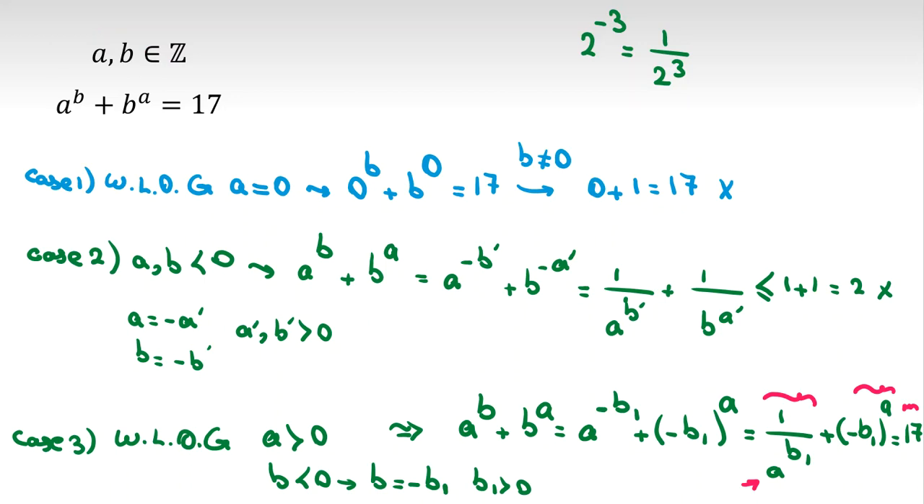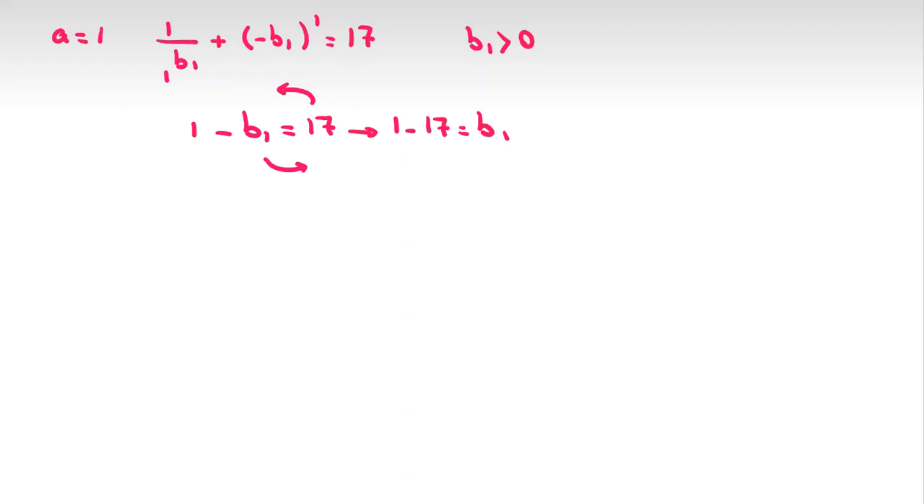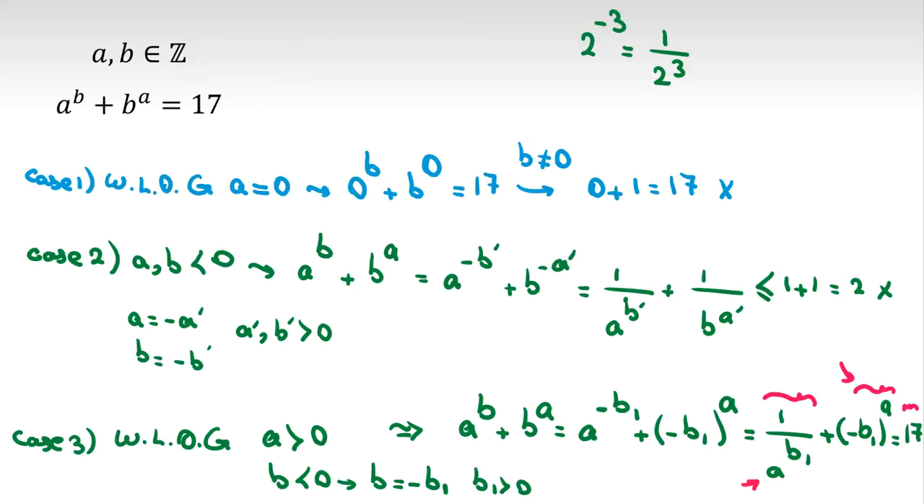Now, if I write this for A equal to 1, it will be 1 over 1 to the power of B1 plus negative B1 to the power of 1 equal to 17. And we know B1 should be positive. So the first one is 1, the next one is minus B1, equal to 17. If you take this to the left-hand side and this to the right-hand side, 1 minus 17 equals B1. So negative 16 equals B1. So it's again impossible.